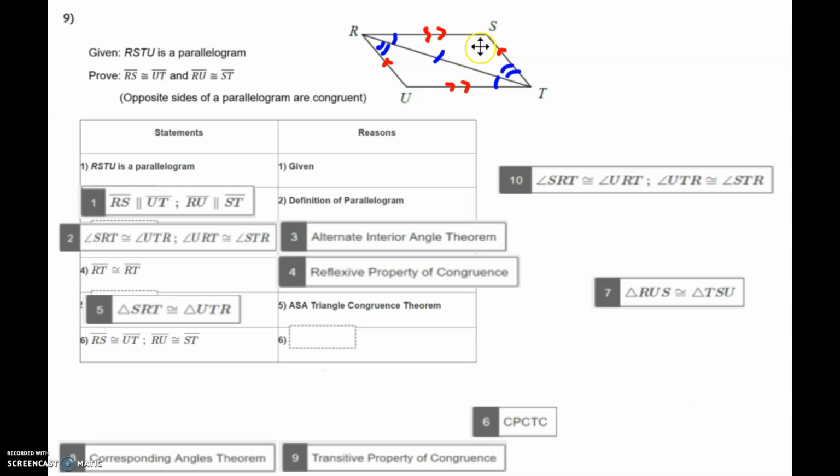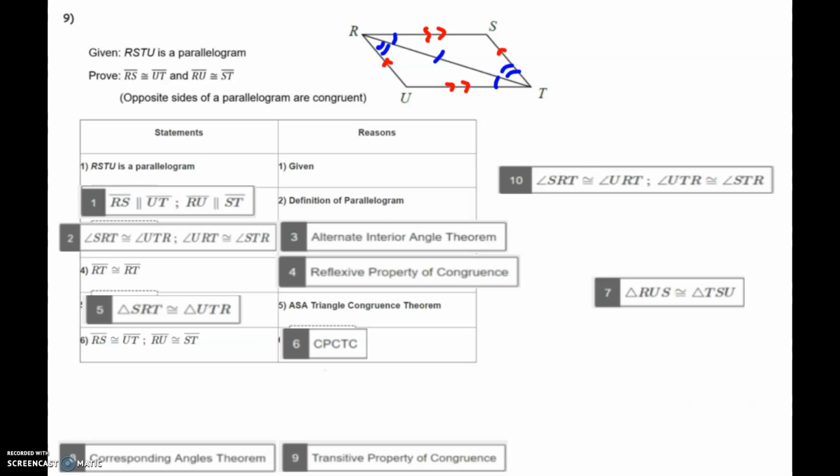And why did we want to prove the triangles congruent? So that we could say some of its parts are congruent. RS would be congruent to segment UT, and RU congruent to ST. So that's just our good old CPCTC reason.